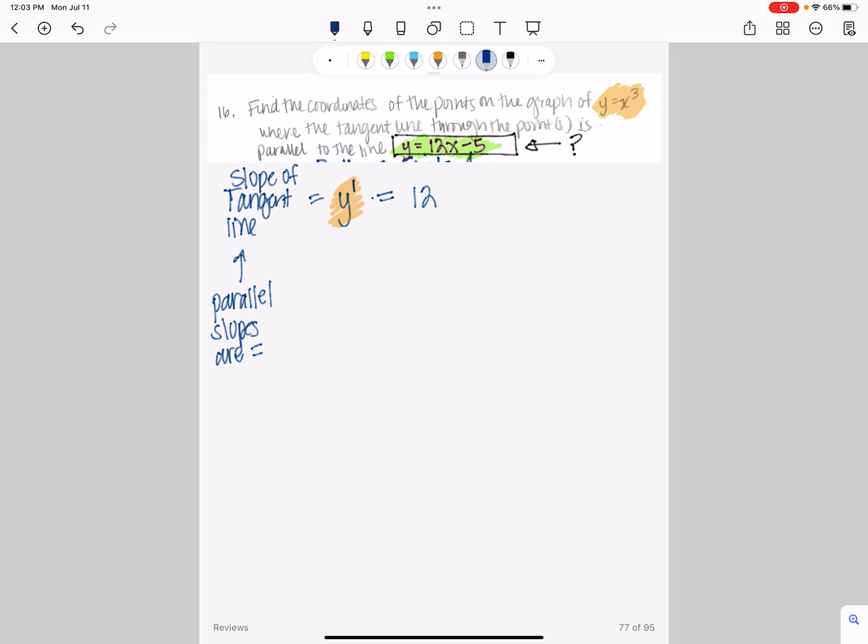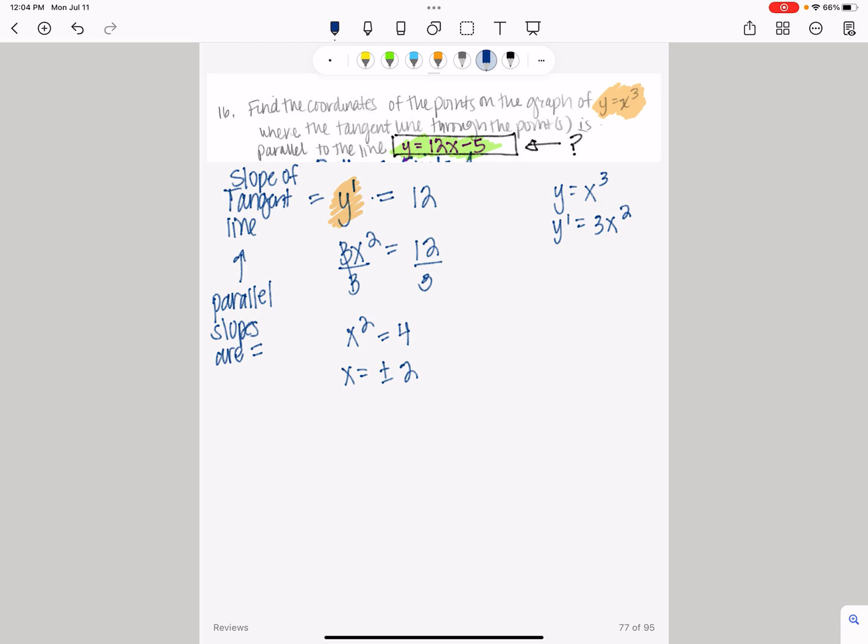Well, now we just have to find out what y prime is. So if y is equal to x cubed, y prime is going to equal 3x squared. So I've got 3x squared equals 12. I'm going to divide both sides by 3. x squared equals 4. Therefore, x equals plus or minus 2.